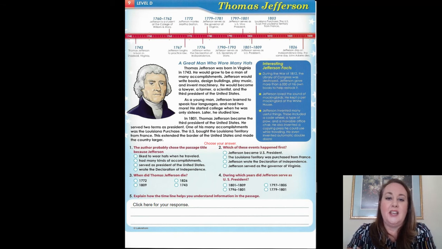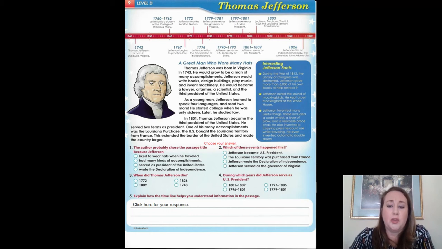So then we see in 1779 to 1781, he served as the governor of Virginia. And then in 1790 to 1793, he served as the U.S. Secretary of State. And then in 1797 to 1801, he served as the Vice President of the United States. So in 1801 to 1809, that is when he served his 2 terms as president. And we see that in the passage. Okay, then it talks about the Louisiana Purchase.